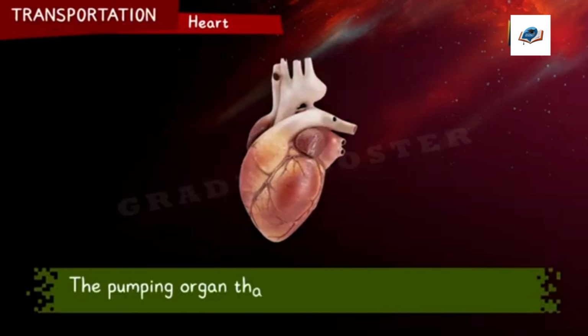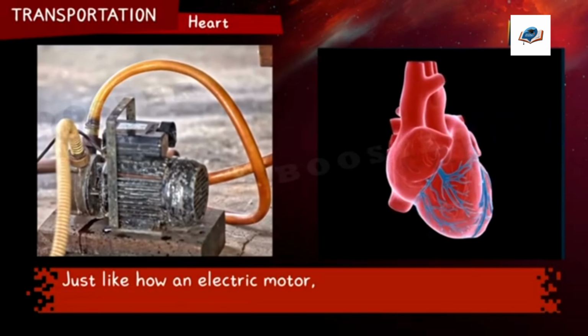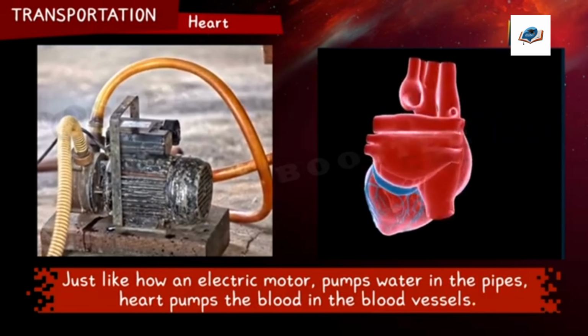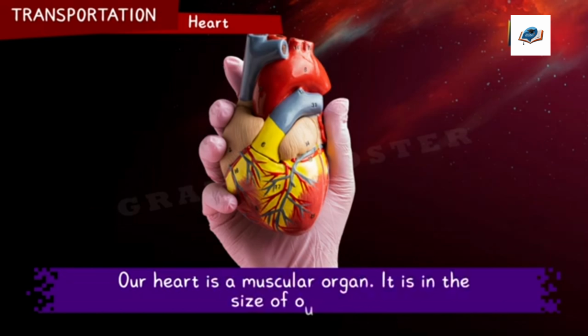The pumping organ that we have in our body is the heart. Just like how an electric motor pumps water in the pipes, the heart pumps the blood into the blood vessels. Our heart is a muscular organ. It is the size of our fist. The heart does two important jobs.